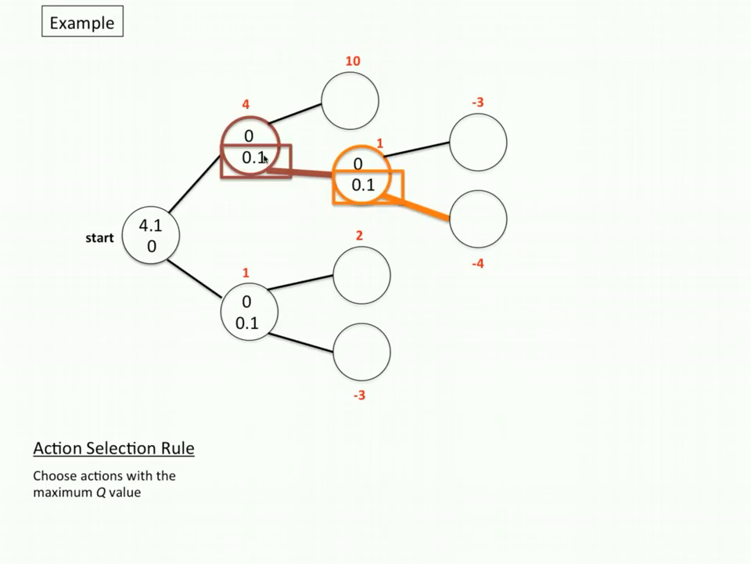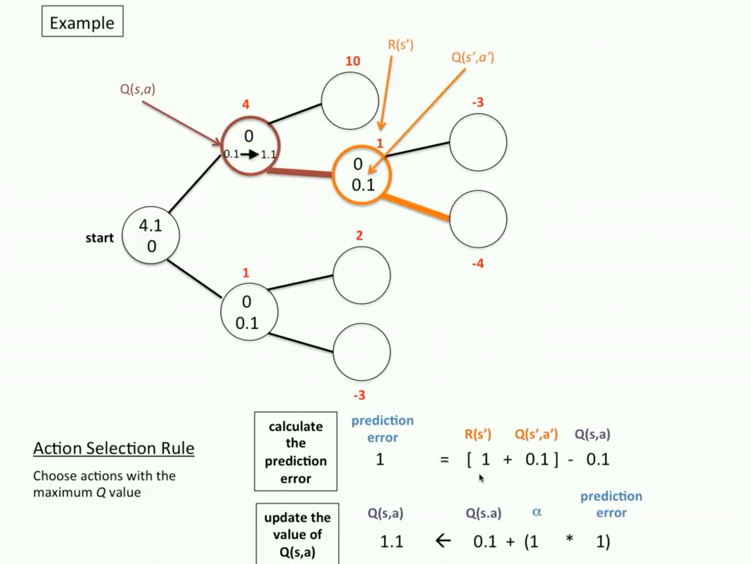And again, I'm highlighting that I'm following this action selection rule. And then here's the terminology: Q(S,A), R(S'), Q(S',A'). I substitute those values into these equations, and you can see the updating is going to be 0.1 is going to get updated to 1.1.